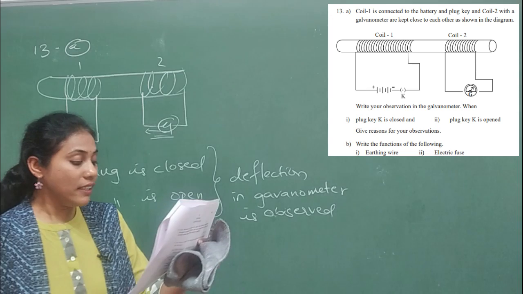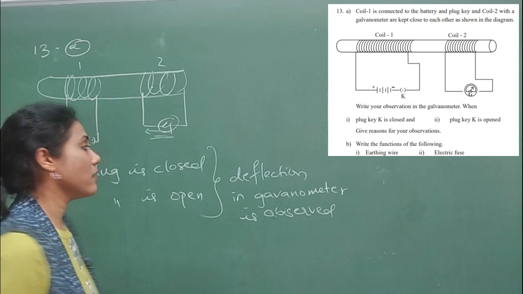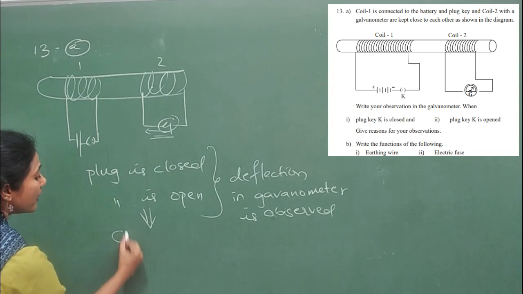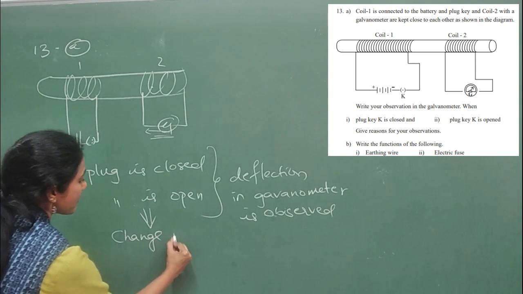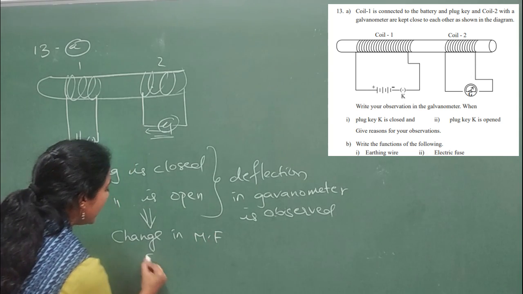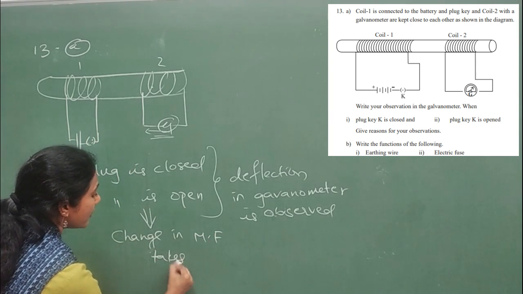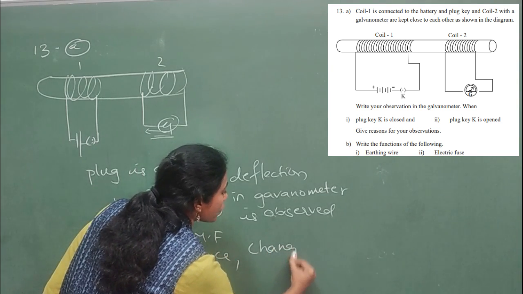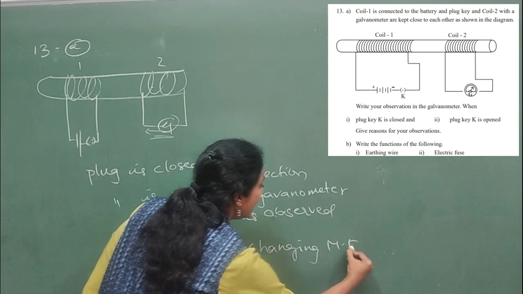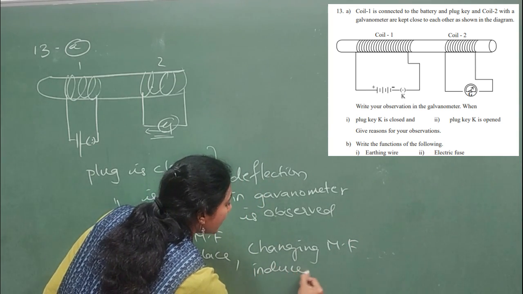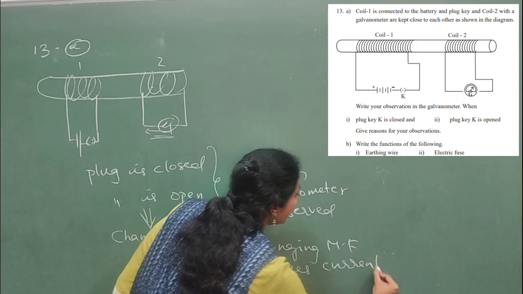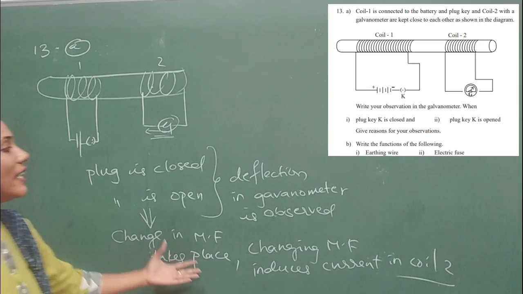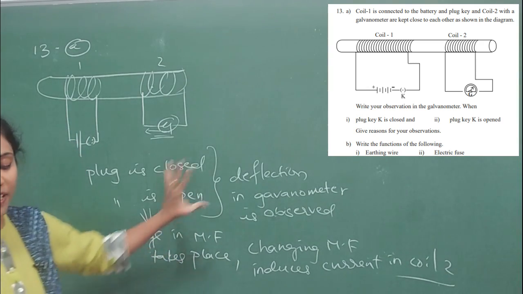And they are also asking, give reason for your observation. So what is the reason? When plug key is open and closed, change in the magnetic field takes place, and a changing magnetic field induces current in coil 2. Okay, so this is your answer, guys. Very much conceptual. For this you have 2 marks.